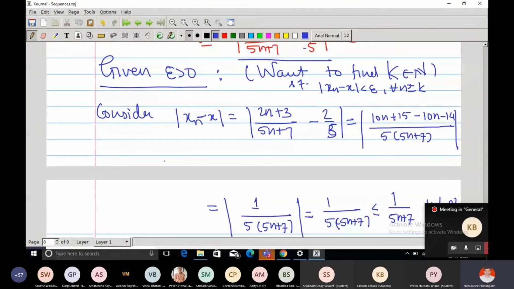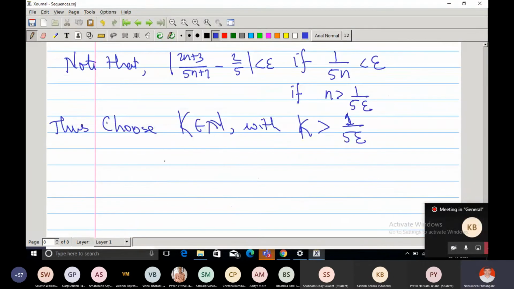But if your glass is not in your hand and you don't know how to bring the water, then the process is not well defined. So when the glass is in your hand, that means epsilon is in your hand. Now you can look at 5 epsilon and take its inverse, and that is some number, and take a natural number greater than that.